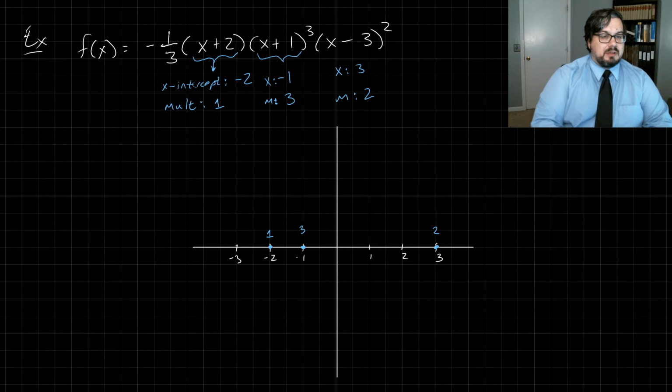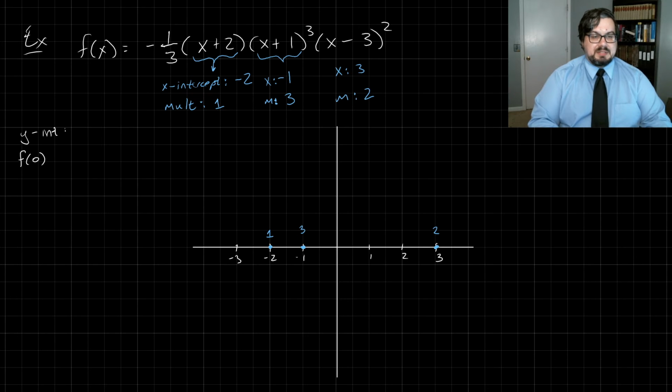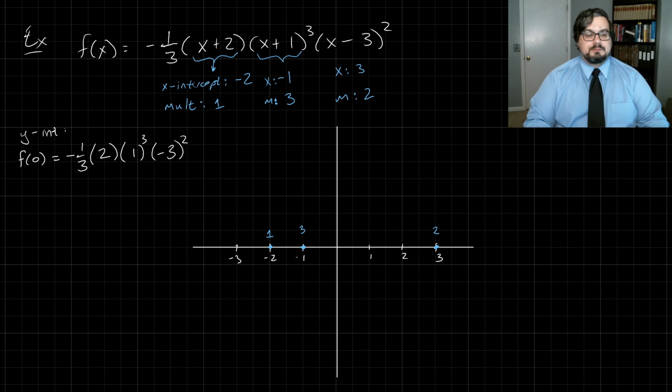Let's see what else we can tell about this function that will help us to graph it out. So let's look for the y-intercept. For the y-intercept, we want to plug 0 into the function. Now, when the function is all factored like this, plugging in 0 is not too difficult because each one of these factors we can just plug 0 into. So we get -1/3 times, and then 0 plus 2 is 2. And then 0 plus 1 is 1 cubed, and then 0 minus 3 is -3 squared. So that's what we get when we plug 0 into the function.